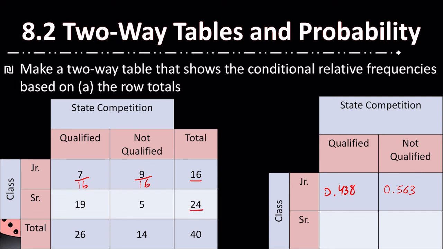For the seniors, the total is 24. So it'd be 19 over 24 for the seniors who qualified, or about 0.792. Seniors who didn't qualify, 5 over the 24 seniors, or 0.208. See, we divided by the row total, so we didn't divide by the same thing. And so that tells us that the seniors are far more likely to have qualified than the juniors. Why don't you pause this, try number 7, and then check the answer in the back.